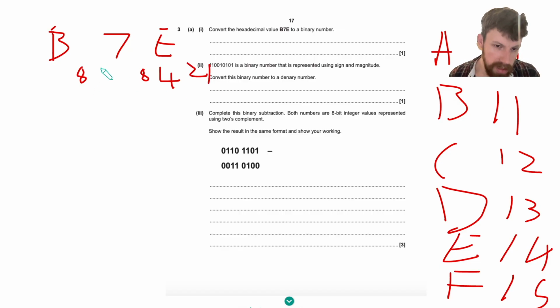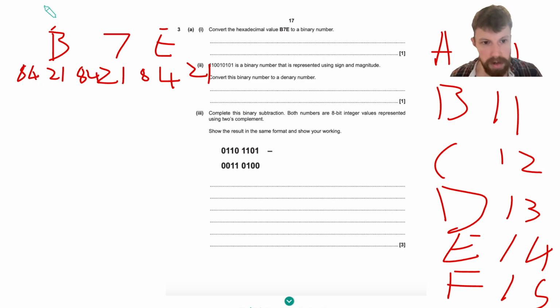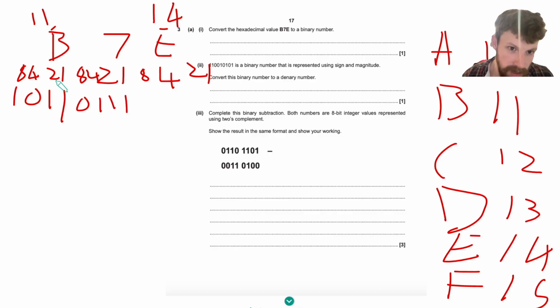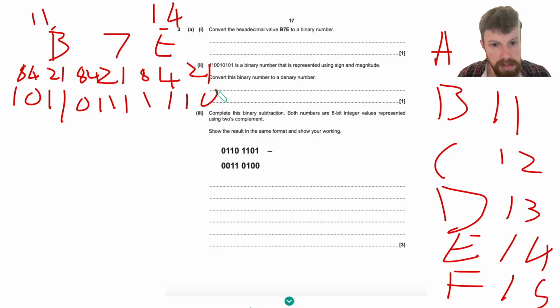8, 4, 2, 1 underneath of each of these. 4, 2, 1. And 8, 4, 2, 1. And what I'm going to do, so for 11 there, I'm going to put 11 above it. That there, 14. And then I'm going to go 1, 0, 1, 1. And then we're going to do 0, 1, 1, 1 for 7. That's obviously 11. And then you just treat them separately. So then 1, 1, 1, 0, like that.